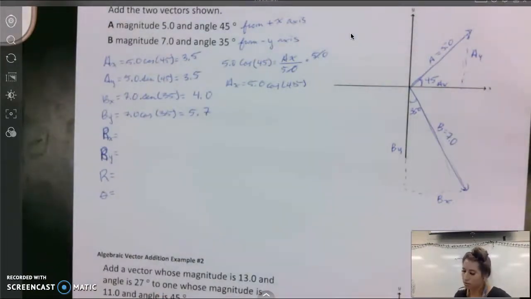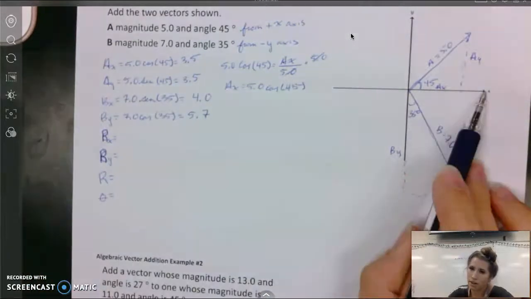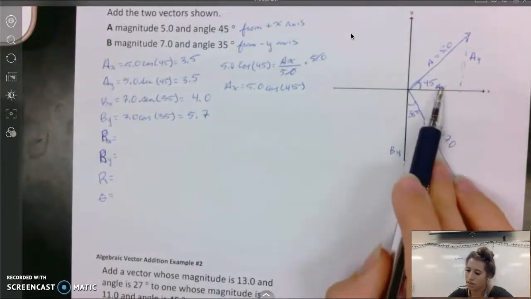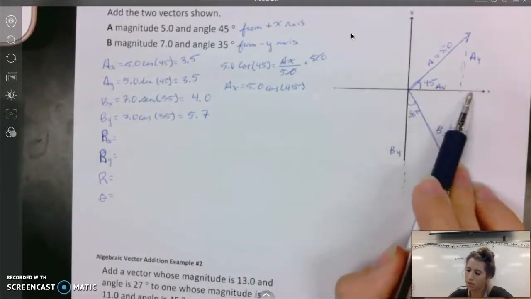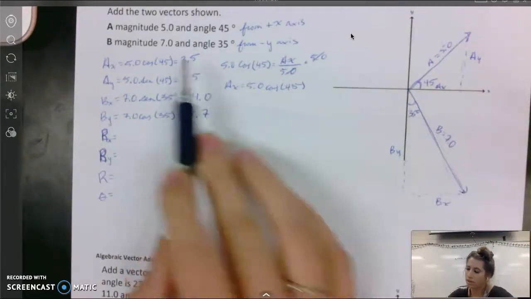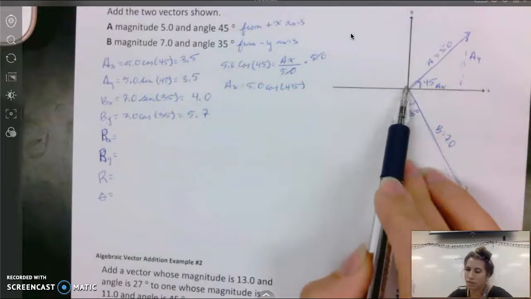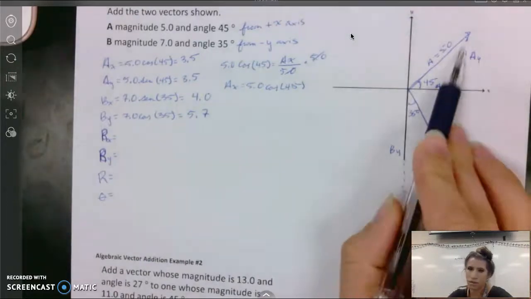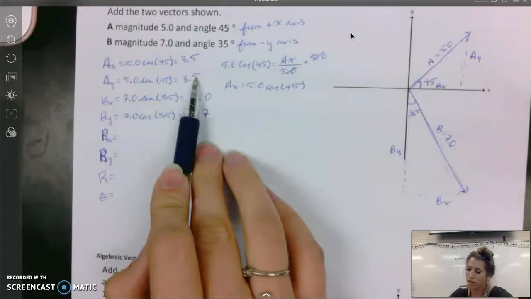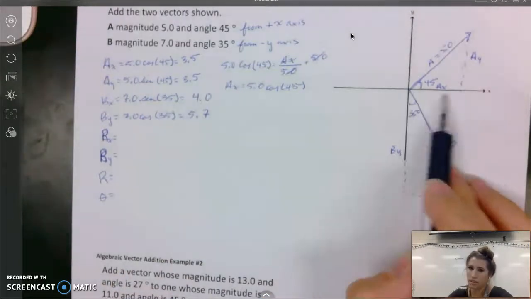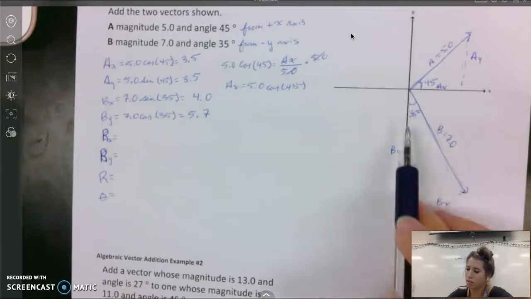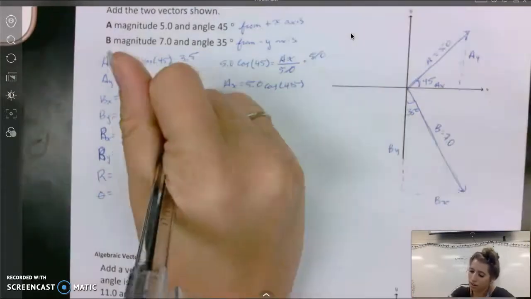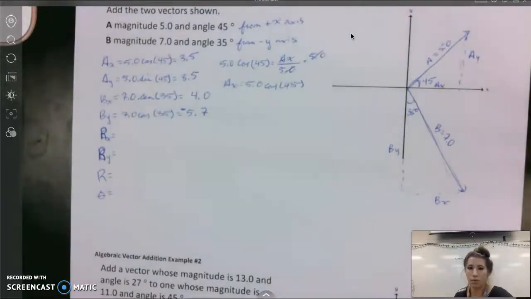Wonderful. Now, at this point, we need to slow down, hit pause, and decide, are these values positive or negative? If this is positive x and this is negative x, do you see how a sub x is in the positive x direction? So that's going to stay positive. Same with y: a sub y is positive y, so that will stay. Now, b sub x is in the positive x, so that one will stay, but b sub y is in the negative y, so that's going to change to negative 5.7.